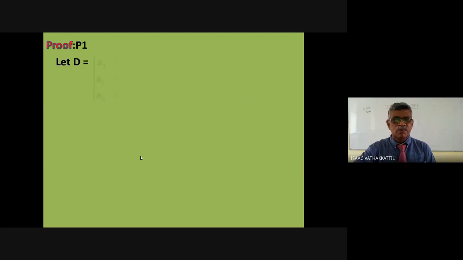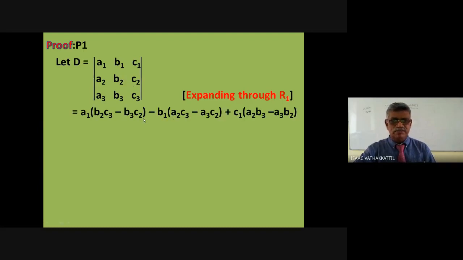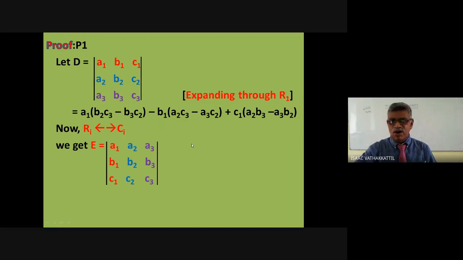Correct? Proof we have seen yesterday, how the determinant A1, B1, C1, A2, B2, C2, A3, B3, C3, we expand through R1: A1 into B2, C3 minus B3, C2. You know how to evaluate. Now let me interchange Ri with Ci. That means rows and columns are interchanged. First row becomes first column, second row becomes second column, third row becomes third column. So A1, B1, C1, the first row, is here the first column.